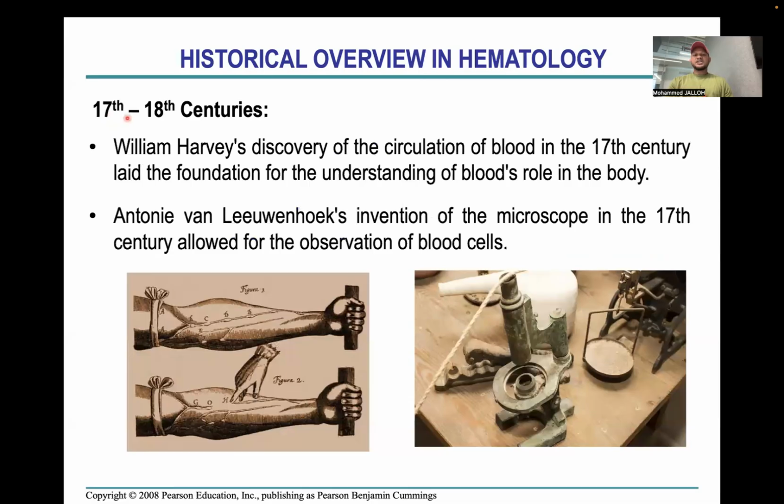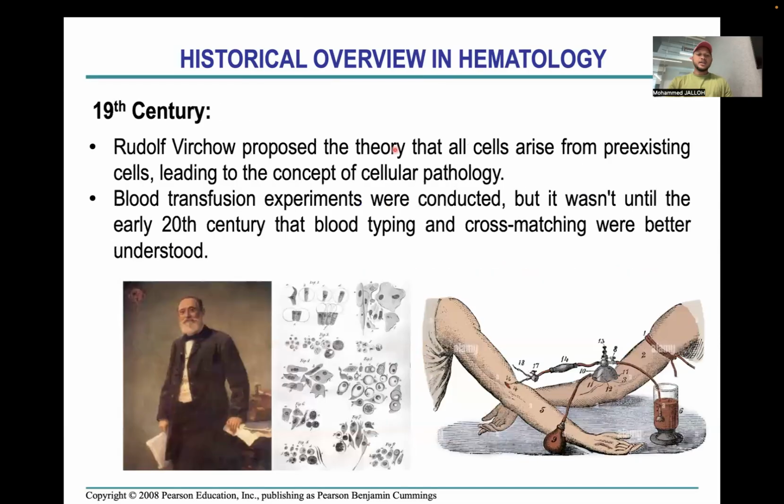Now, in the 17th and 18th centuries, there were two scientists. We have William Harvey's discovery of the circulation of blood in the 17th century, which laid the foundation for understanding blood's role in the body. We also have Antoine van Leeuwenhoek's invention of the microscope in the 17th century, which allowed for the observation of blood cells. So these are some historical events. In the 19th century, Rudolf Virchow proposed the theory that all cells arise from pre-existing cells, which is what we see today, and which led to the concept of cellular pathology.